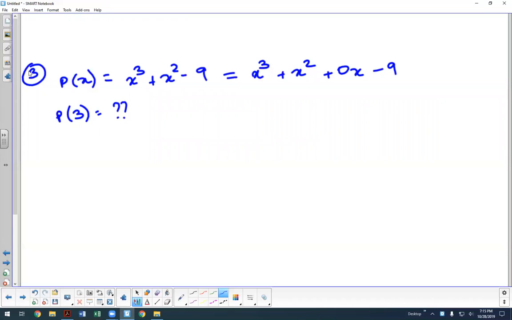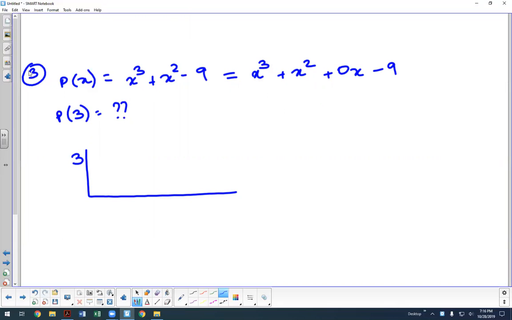Also, they're asking us to find p of 3. So they didn't give us x plus 3 or x minus 3. When they give you x plus 3 or x minus 3, that's when we end up changing the sign. So since they specifically said find p of 3, that means we're dividing by 3 itself. We don't have to worry about changing our signs in this case. So we're dividing by 3.